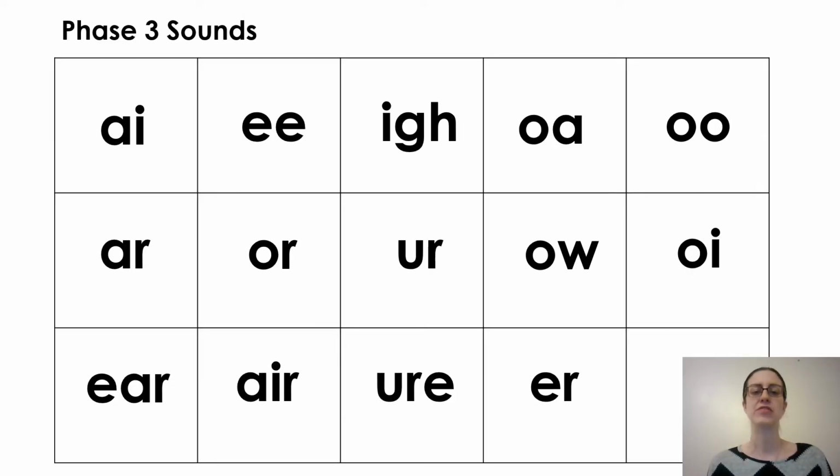Now we are going to go through the sounds that we have already learnt. Let's go through them together. A, E, I, O, U, R, or, ow, oi, ear, air, yer. Now it's your turn. Try going through these sounds on your own. Pause the video while you do it.